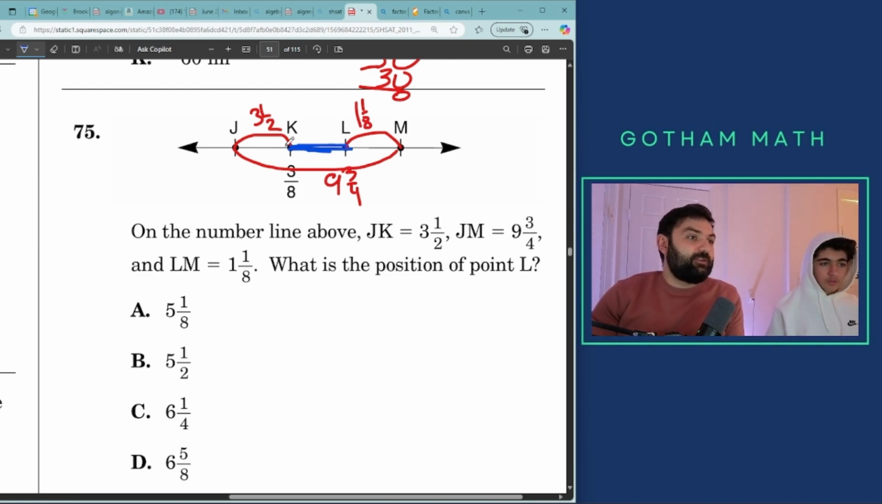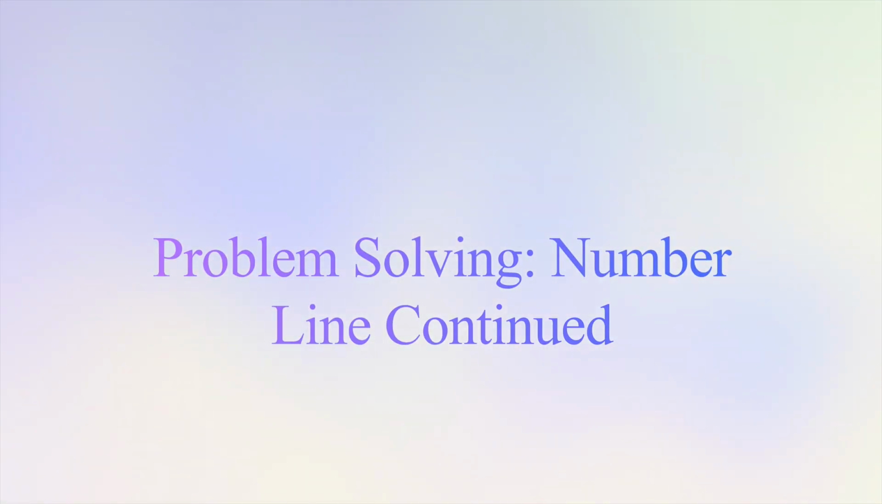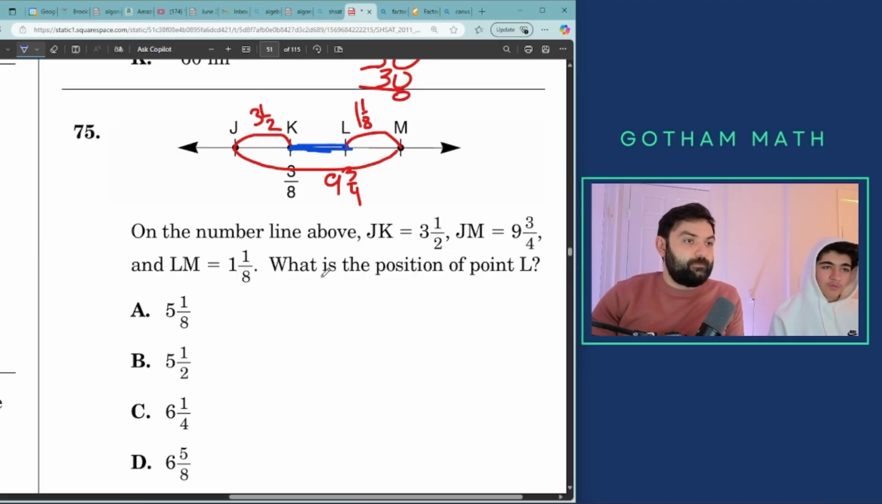So how do we find how long KL is? We have the whole thing and we have two parts. Do you just subtract both sides? Do you subtract 3 1/2 and 1 1/8 from 9 3/4? Yeah, exactly. So let's make it eighths.